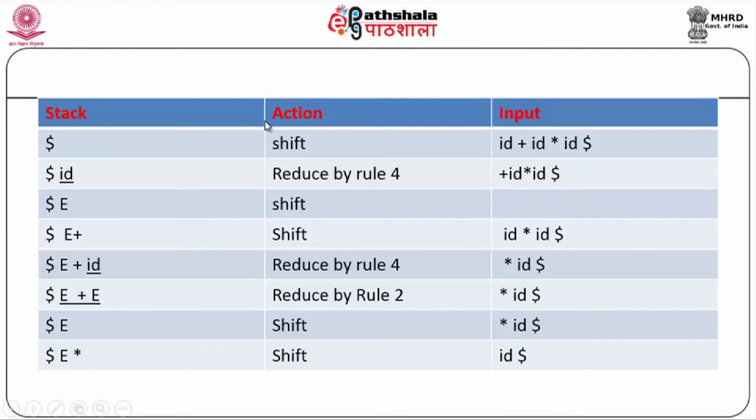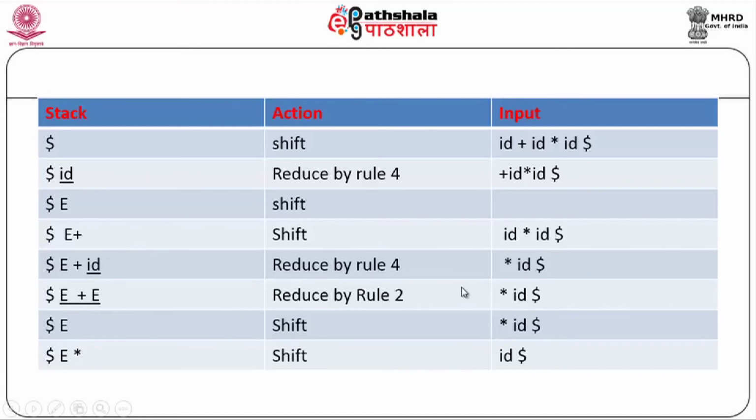So I am shifting ID. Once I shift it, I underline it, calling it a handle. You can reduce it by rule 4, that is E produces ID, so pop ID and push E. Then the next is to shift plus, and then shift ID. Now I can reduce again by rule 4, giving E plus E. At this point I will reduce it further to E.